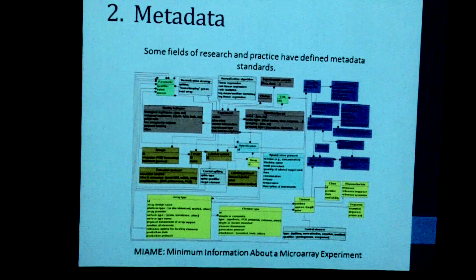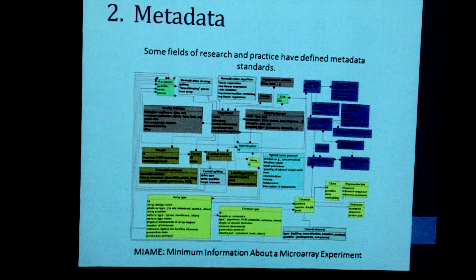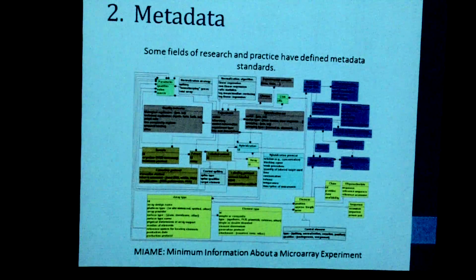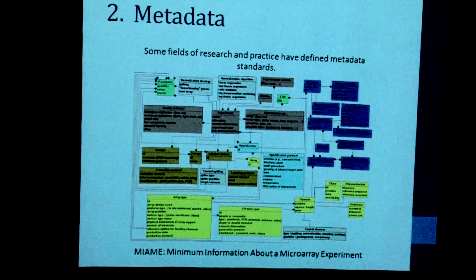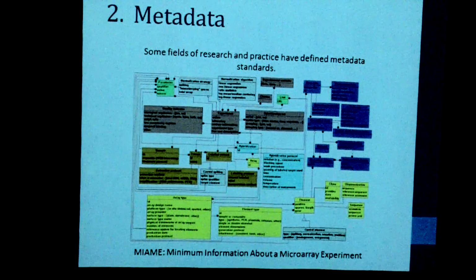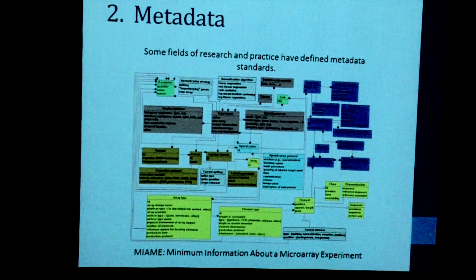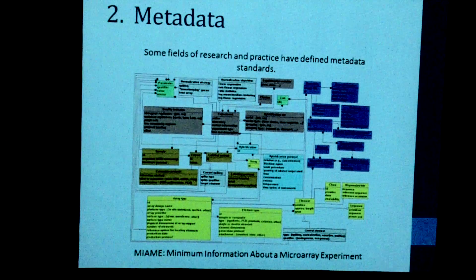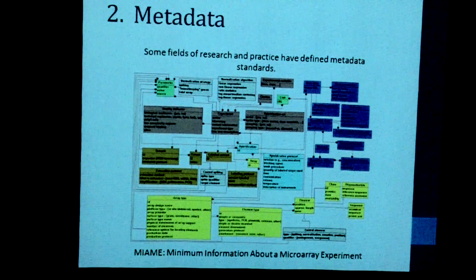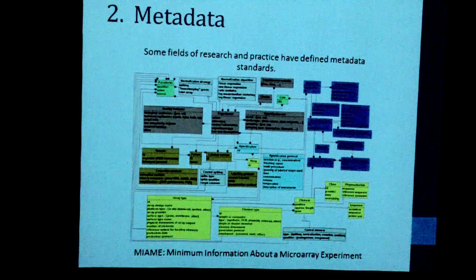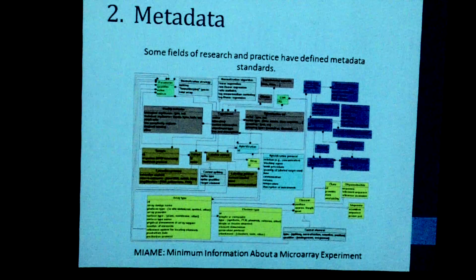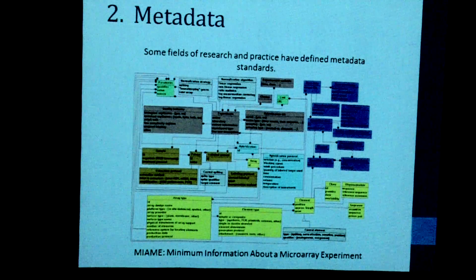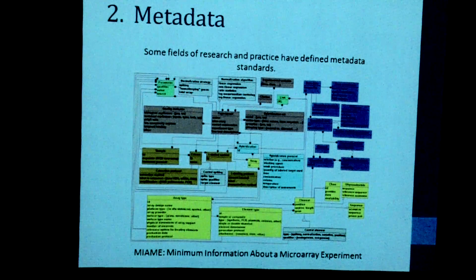So some fields of research and practice have defined metadata standards. If you are doing research in this area, you're probably already collecting this metadata. If you're going to submit to repositories in this area, they're going to expect you to have this metadata. So one example, this really confusing, jumbly looking thing, is the minimum information about a microarray experiment. So if you do microarray experiments, you are expected, if you're going to publish, to have all of this metadata info.